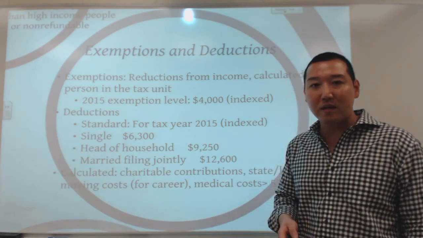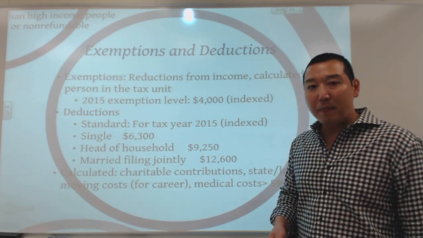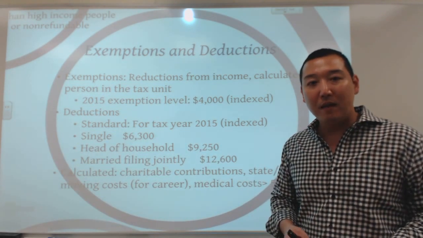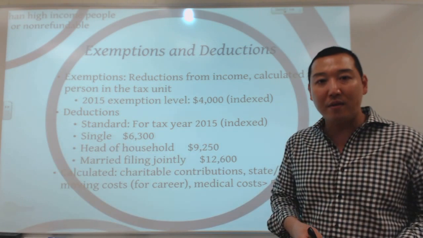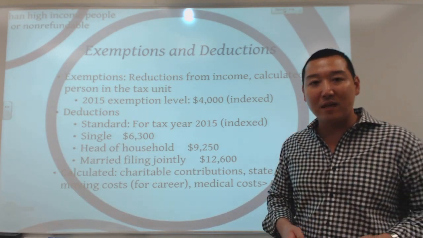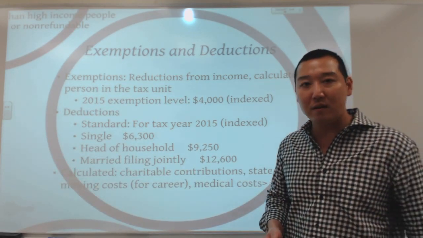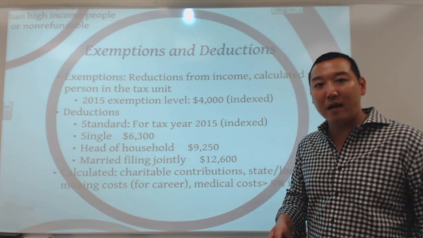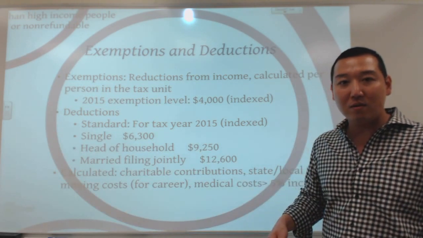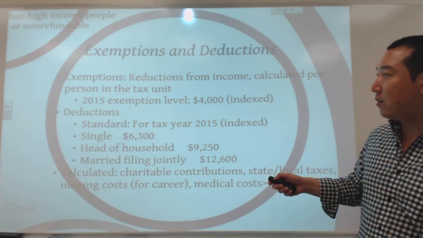One of the first things we discuss is the notion of an exemption versus a deduction. In a nutshell, we're talking about basic reductions in your taxable income, based either on the number of people in your filing unit, in the case of an exemption, or on the type of filing unit, whether you're filing as a single individual, head of household, or a married couple filing jointly. These basic reductions will reduce your taxable income and in turn your tax liability before we even get to applying your tax credit. And you'll note the various amounts.